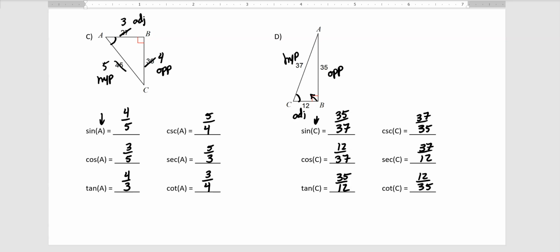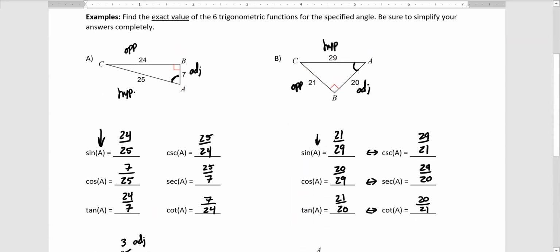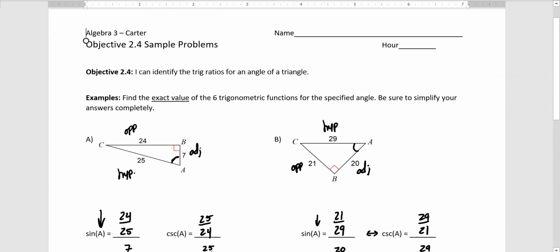Awesome. Hopefully we're feeling more confident identifying those 6 trig ratios for a given angle in a triangle. If you're feeling good, go ahead and get started on those practice problems.